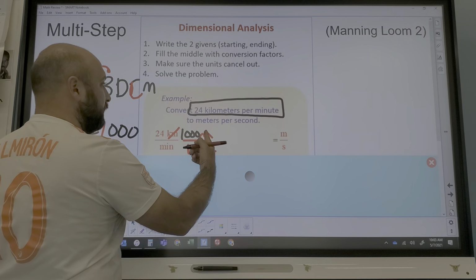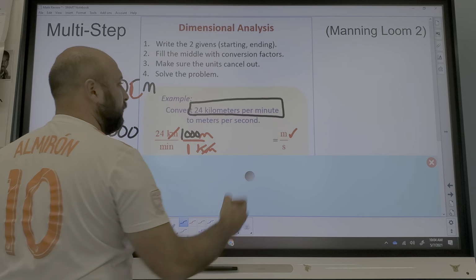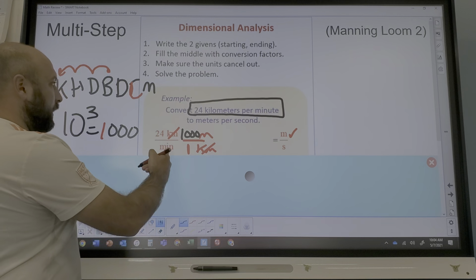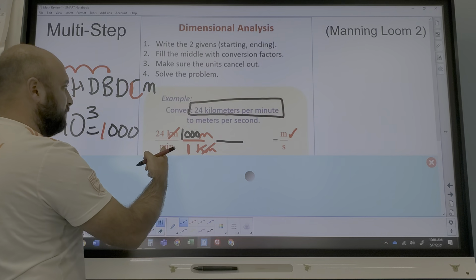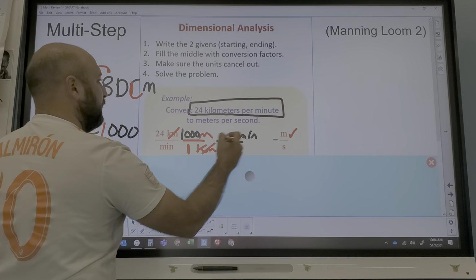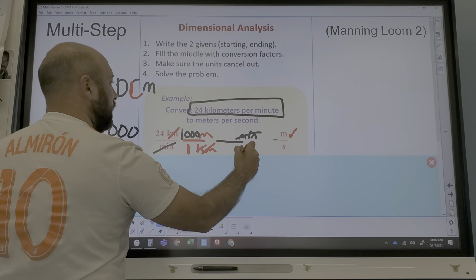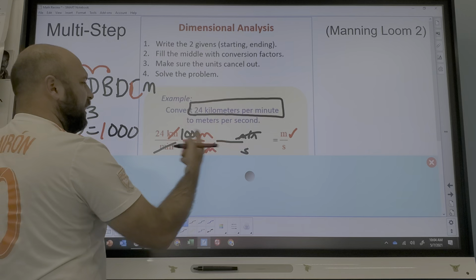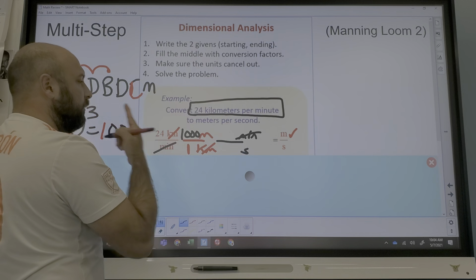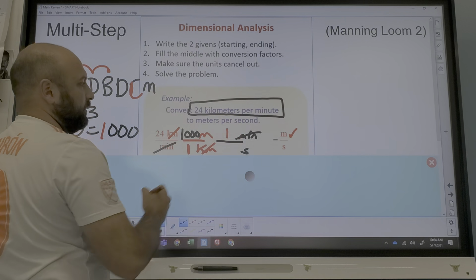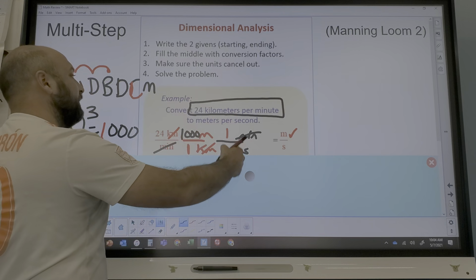All right, so now I got meters, which is good, check. What about seconds? Well, I got minutes here, okay? So let's get rid of these minutes. So I'll put minutes here on top, that'll cancel, and seconds on the bottom, that's what I want. But how many minutes in a second? No, wait, minutes is the large one, seconds is the small one, so how many seconds in a minute?